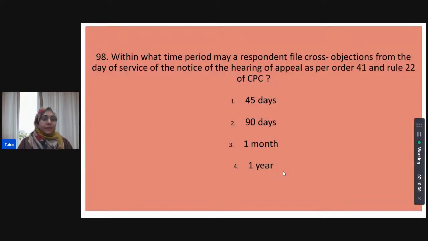Question number 98. Come on, we only have 3 questions, the last 3 questions up here. Within what time period may a respondent file cross objections from the day of service? Again, the time period is from the day of service of notice of the hearing of appeal as per Order 41 Rule 22 of CPC. 45 days or 90 days or 1 month or 1 year.